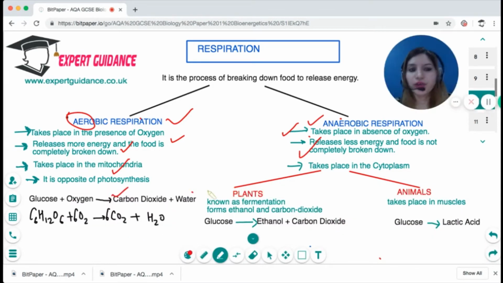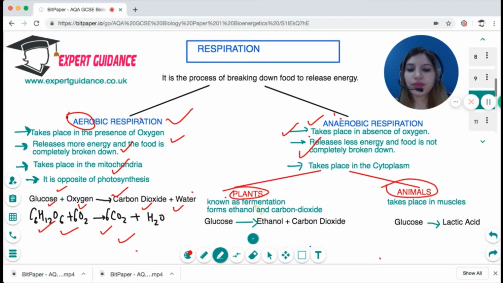Now you should know the word equation for both aerobic and anaerobic respiration. For aerobic respiration, it's the opposite of photosynthesis. So glucose plus oxygen gives carbon dioxide and water. So C6H12O6 plus 6 O2 gives 6 CO2 and 6 H2O. For anaerobic respiration, there are two types, one in plants and one in animals.